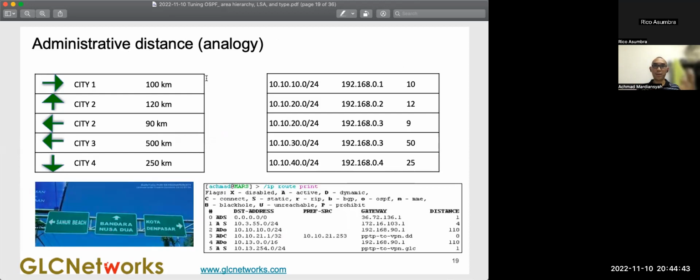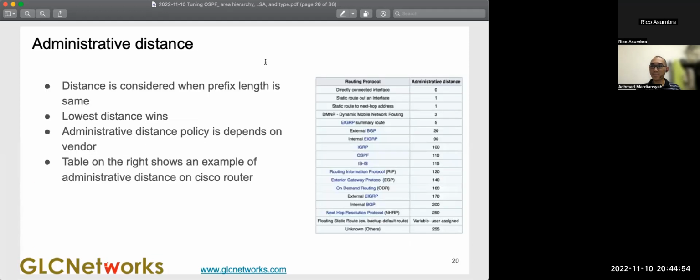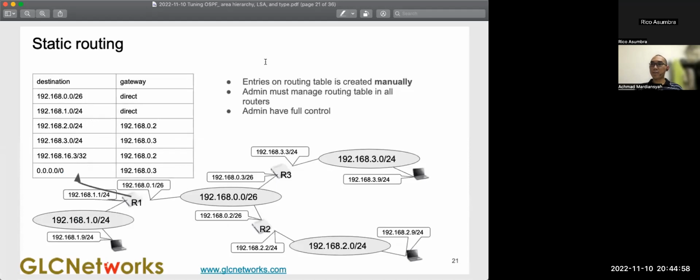If you want to go from A to B, and there are two paths, you are picking the path that is shortest, right? The lowest distance. Okay, so here are some administrative distances from several vendors, and the way you do routing is you can do it statically. You log into every router and create the routing table, a routing entry. You modify the routing table by creating routing entries manually.